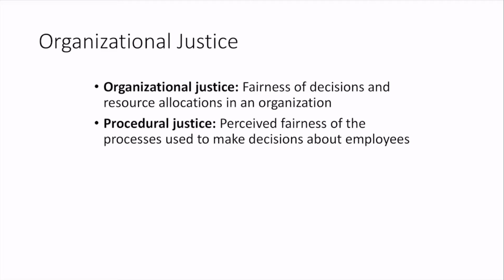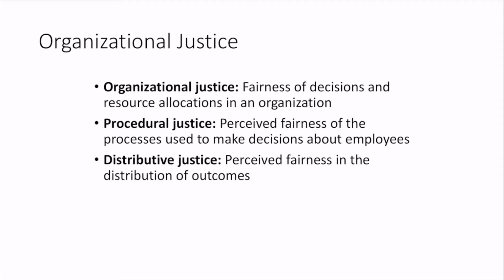For instance, if you have a process for bonus rewards, then that process has to be fair to everybody. It has to be equal. The process has to be the same for everybody. Now, distributive justice is the perceived fairness in the distribution of outcomes. So, for instance, if everybody has gone through the same procedure to receive a bonus, then the way that it is distributed should be equal. Everybody should get the same amount.